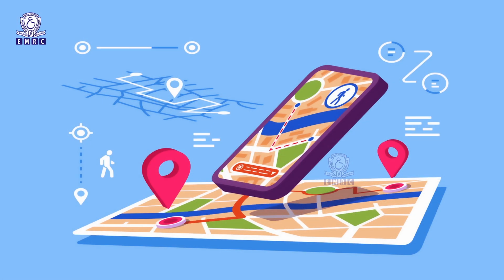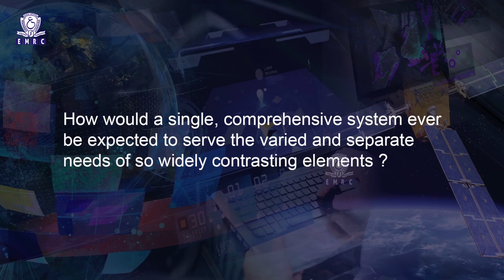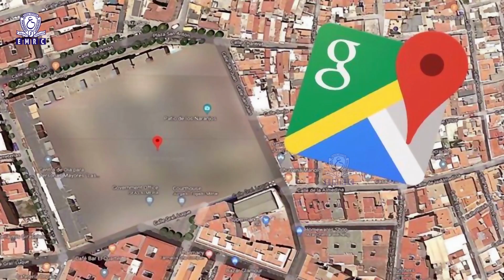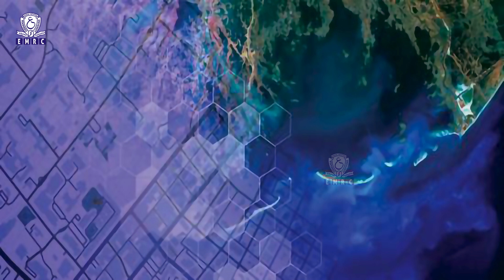To many, developing a national GIS would seem to be an insurmountable task. How would a single comprehensive system ever be expected to serve the varied and separate needs of such widely contrasting elements? To others who know the challenges of GIS data availability in India, it would sound almost impossible to visualize a seamless national GIS that covers the whole nation.